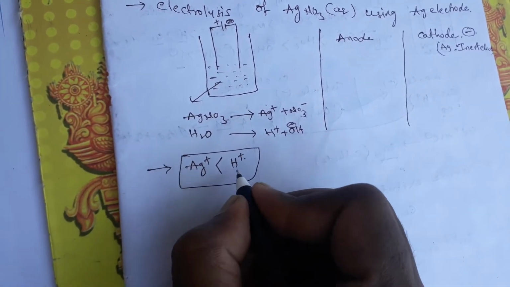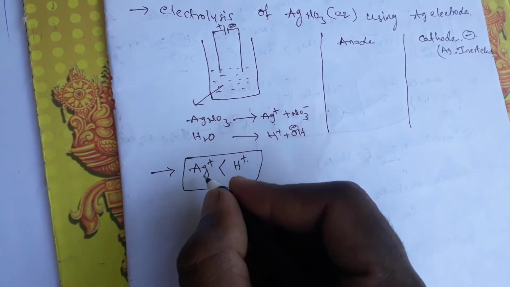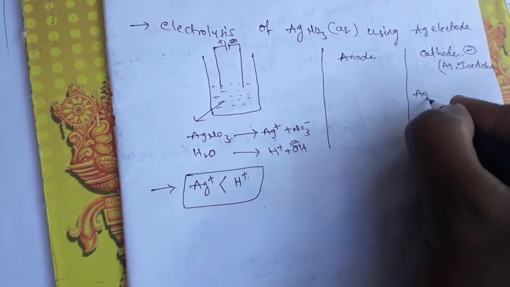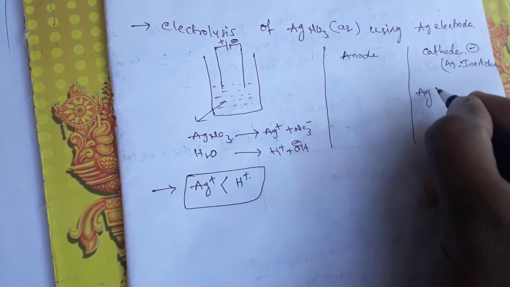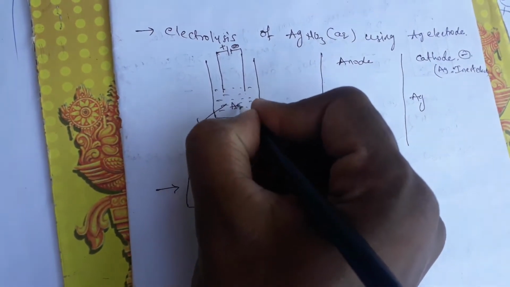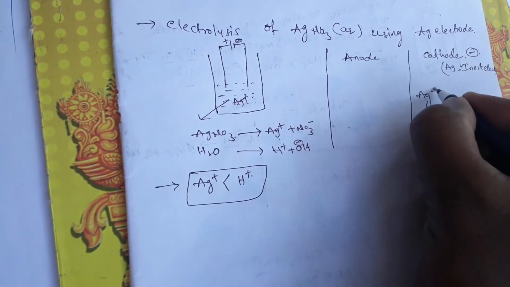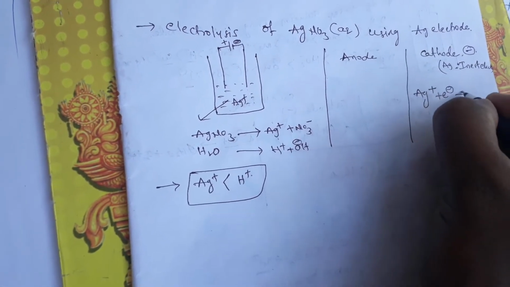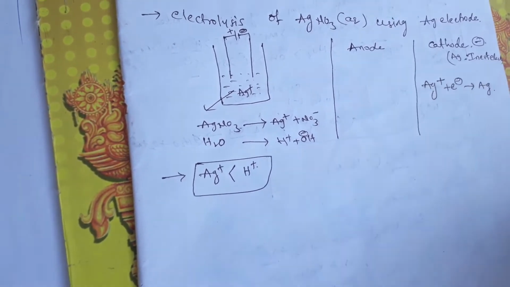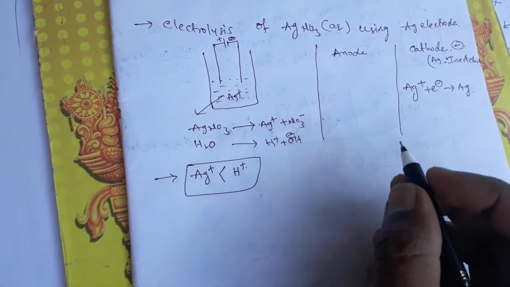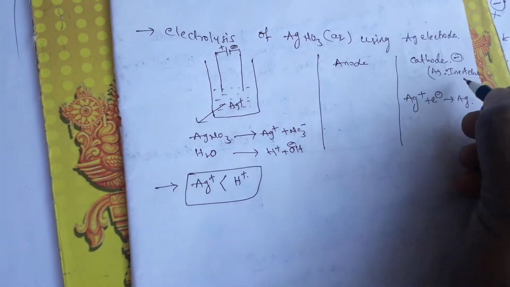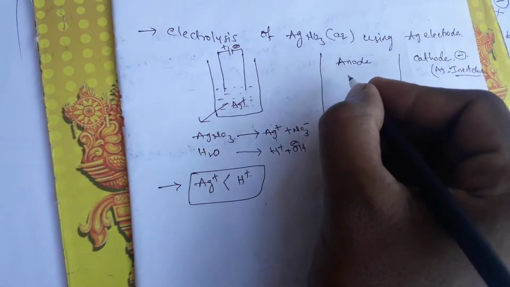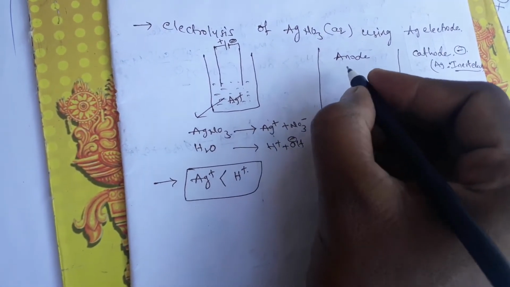So between silver plus and H plus ions, silver plus ion goes to the electrode, and silver plus gets reduced, and it gives silver on the silver plate. So here silver acts as an inert electrode.